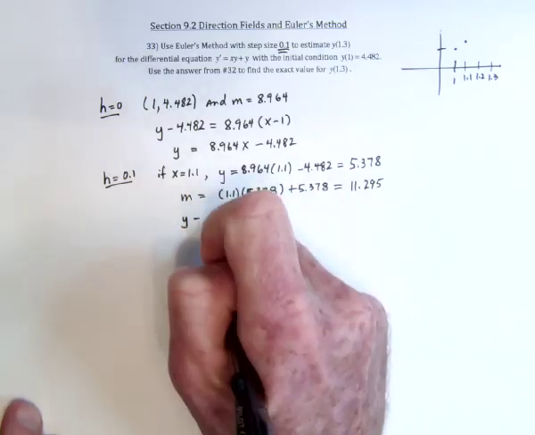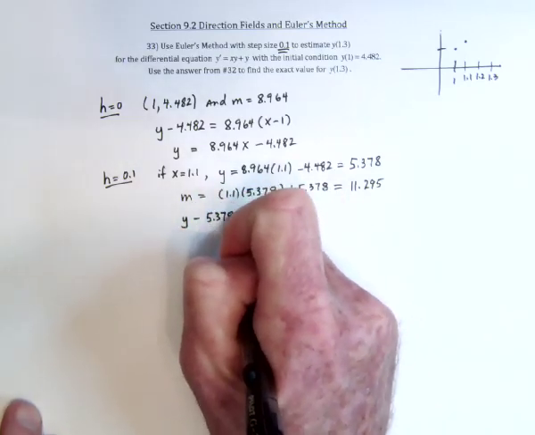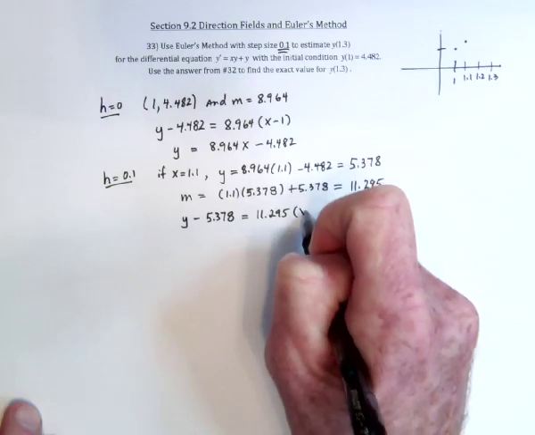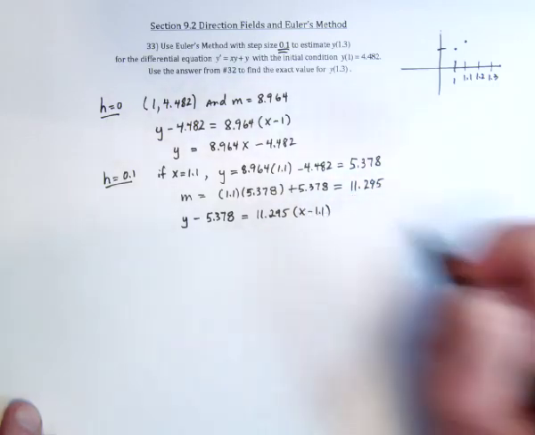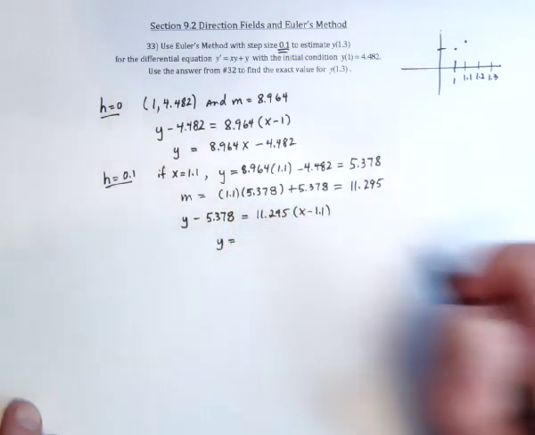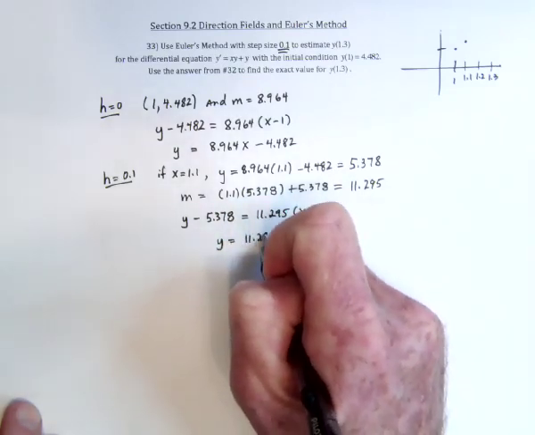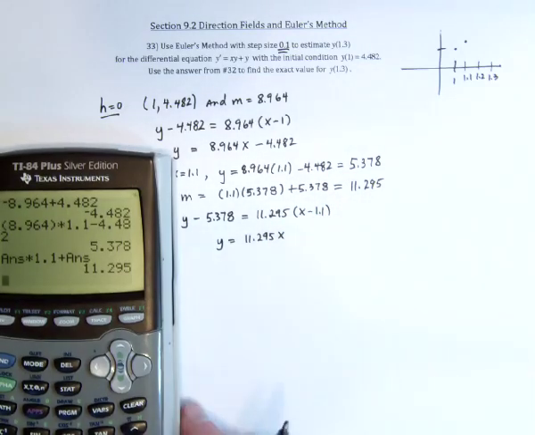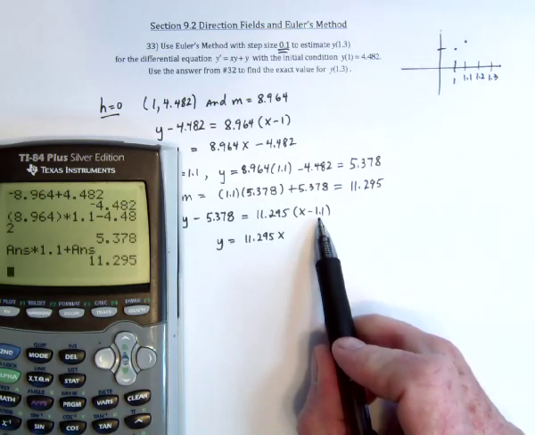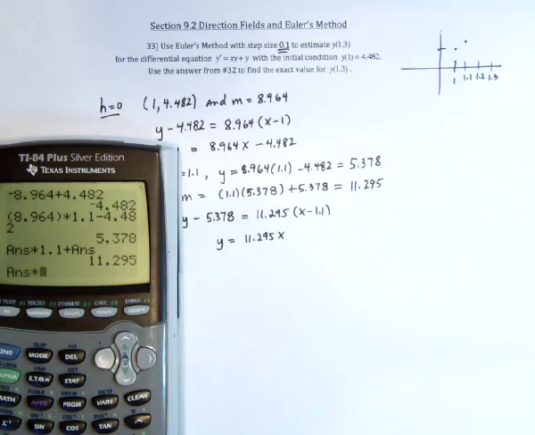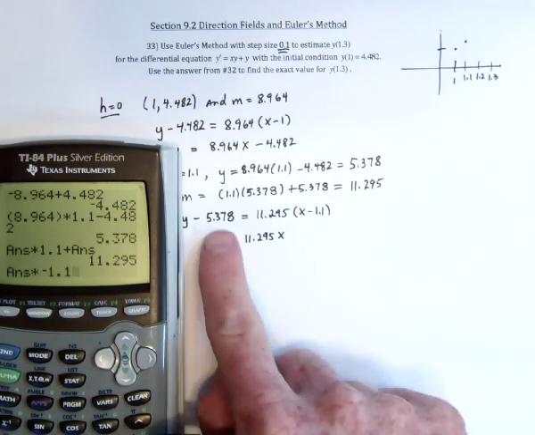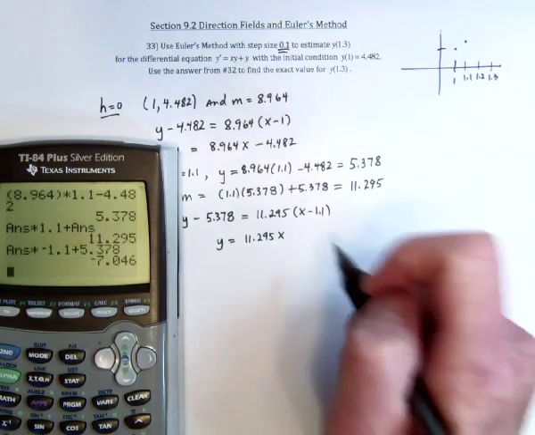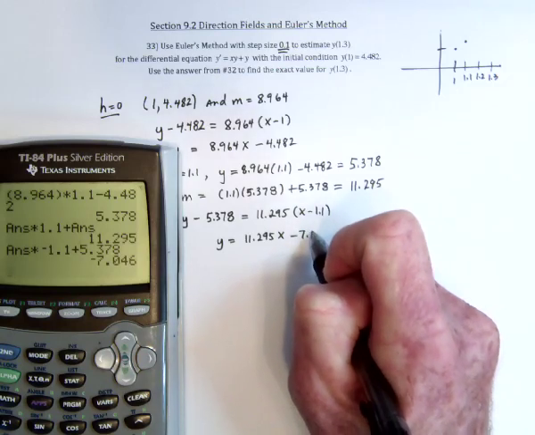Y minus the y value equals the slope times x minus the x value. And so our new line segment is going to be 11.295x, and then we need to distribute that with this negative 1.1. So times a negative 1.1, and then this needs to be added to both sides. Add 5.378. So that's going to be negative 7.046.